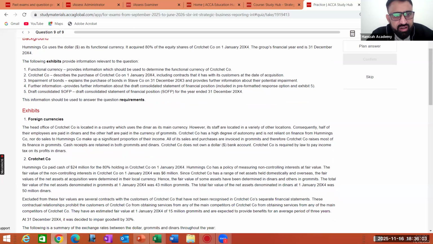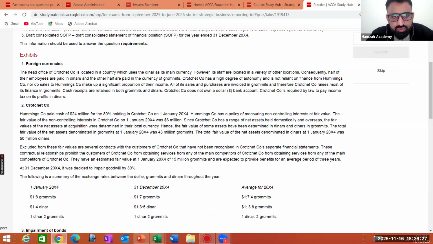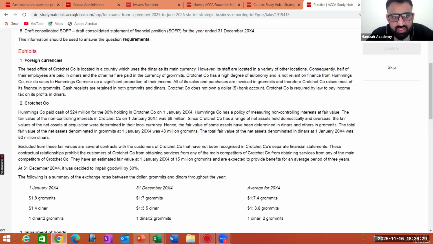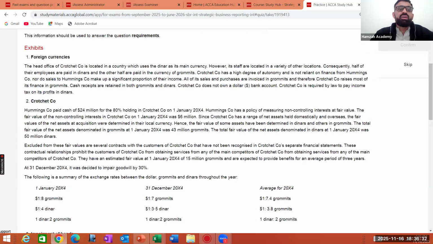The exhibits, we have five here. One is on functional currency. The other one defines the purchase of the C company. Then we have impairment of bond, further information, and the draft consolidated statement of financial position. So first of all, the first exhibit is on foreign currency.